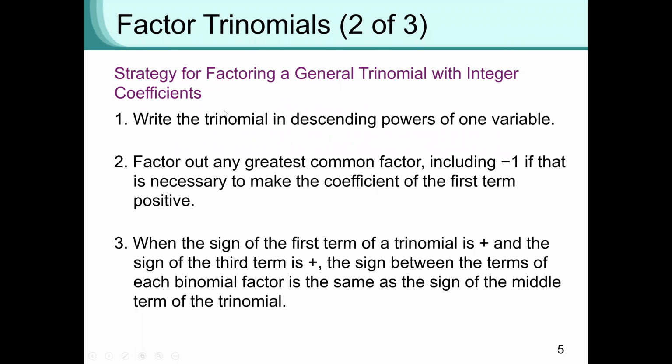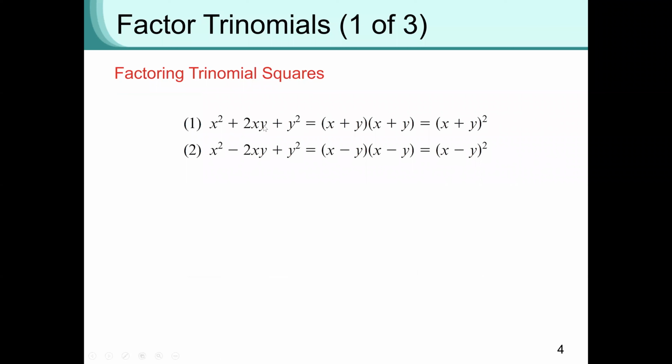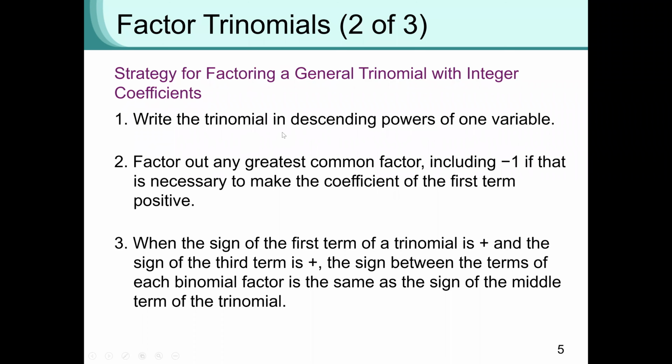So this is the strategy for factoring a general trinomial with integer coefficients. First thing we should do is write the trinomial in descending powers of one variable. What we mean is, we can see from here, I have x squared. So if there's another term, x cubed will come first before x squared. So descending powers of one variable: x cubed plus x squared plus x, decreasing the power.